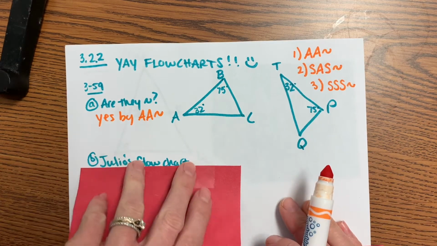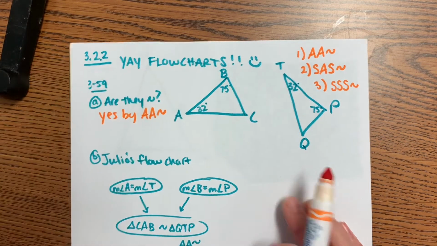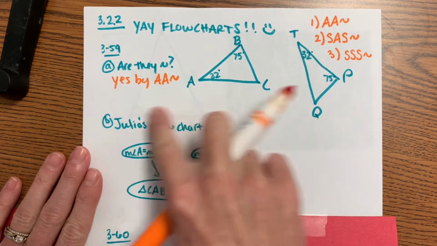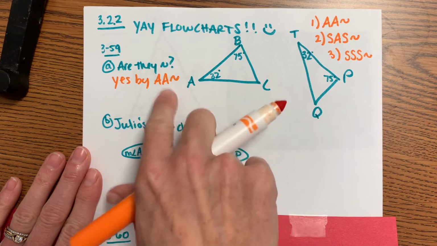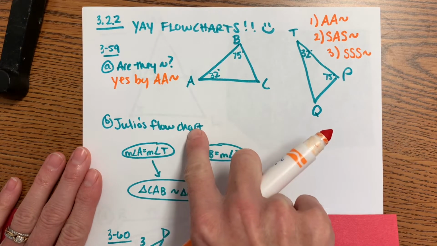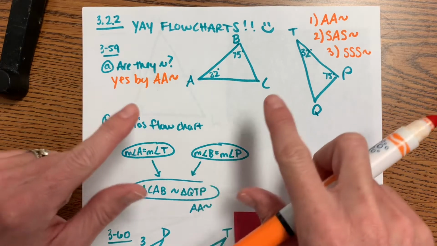All right. It gives you Julio's flowchart. So Julio was asked the same question. And it gives you his flowchart. He organized his similarity conjecture that he decided into what they're calling a flowchart because there's arrows, so it kind of flows.